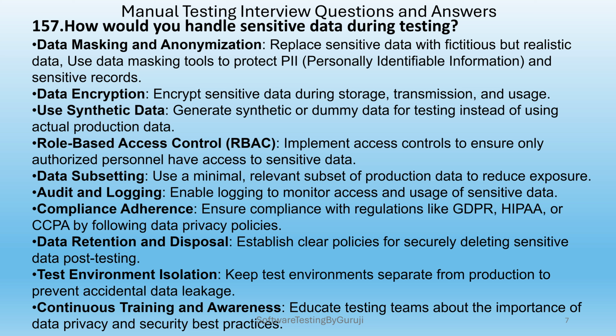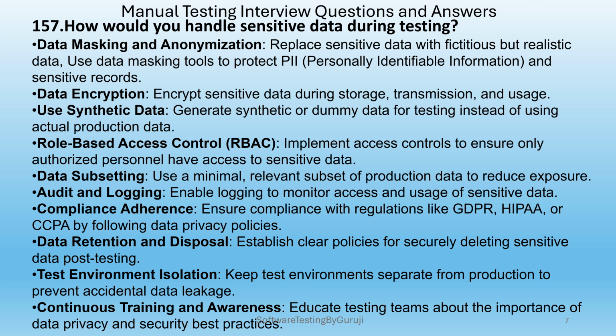The next, role-based access control, RBAC, implement access control to ensure only authorized personnel have access to sensitive data. The next, data subsetting, use a minimal relevant subset of production data to reduce exposure. The next, audit and logging, enable logging to monitor access and use of sensitive data. The next, compliance adherence, ensure compliance with regulations like GDPR, HIPAA, or CCPA by following data privacy policies.